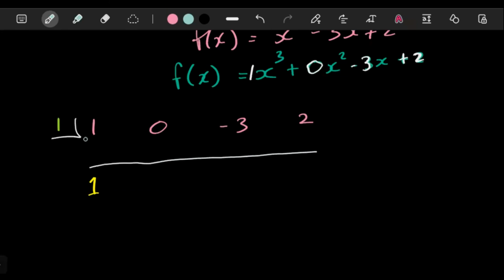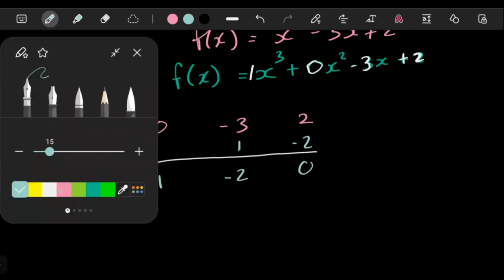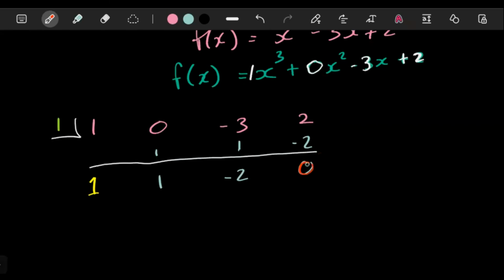So for example, all you do is you drop this number, then you start: 1 times 1 is a 1. Then you add these numbers. 0 plus 1 is a 1. And then 1 times 1 is a 1 again. Then you add these numbers. -3 plus 1 is -2. And then 1 times -2 is -2. Then you add these numbers. This is going to be a 0. The thing is, this number always has to be a 0.